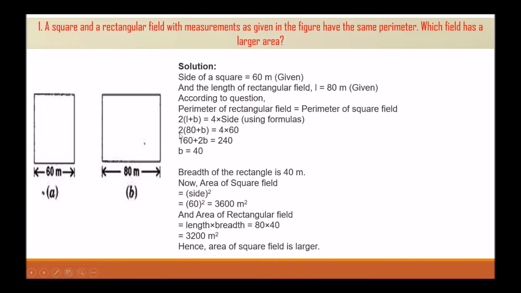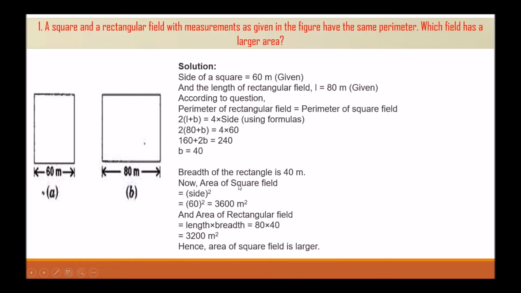So here 2 into 80 is 160 and 2 into B is 2B. 4 into 60 is 240. Now we will do the addition, subtraction and division, then we will get B equals 40. The breadth of the rectangle is 40 meter.